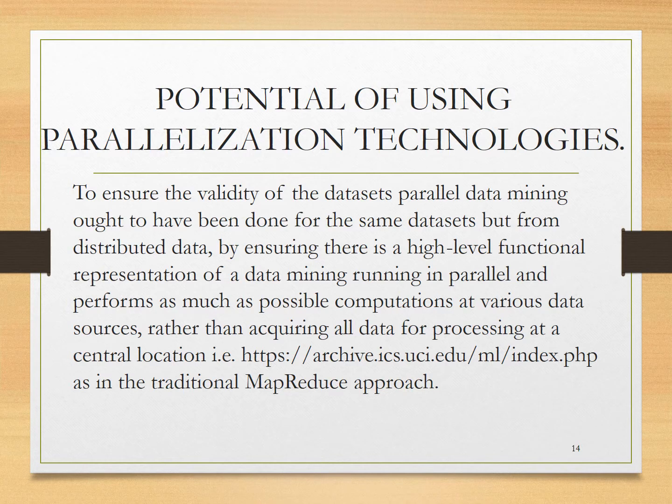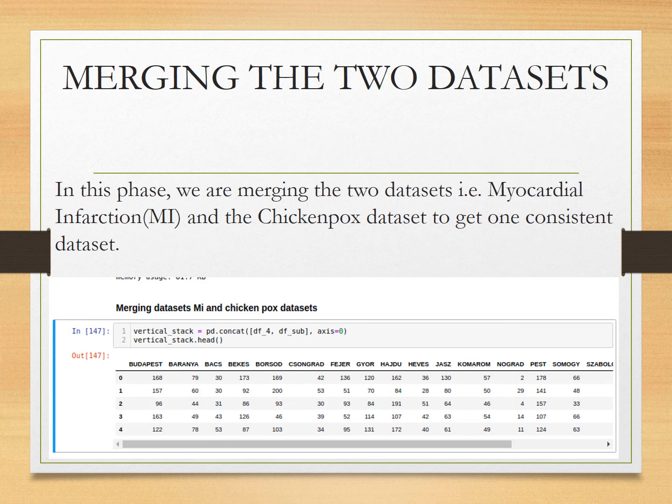And the potential of using parallelization techniques. To ensure the validity of the datasets, parallel data mining ought to have been done for the same datasets but from distributed data. This ensures there is a high level functional representation of a data mining run in parallel and performs as many computations as possible at the various data sources rather than acquiring all data for processing at a central location, as in the traditional MapReduce approach, and merging the two datasets. In this phase, by using the dataset MapReduce functions, we are going to merge the data and compare these using the mappers and reducers.